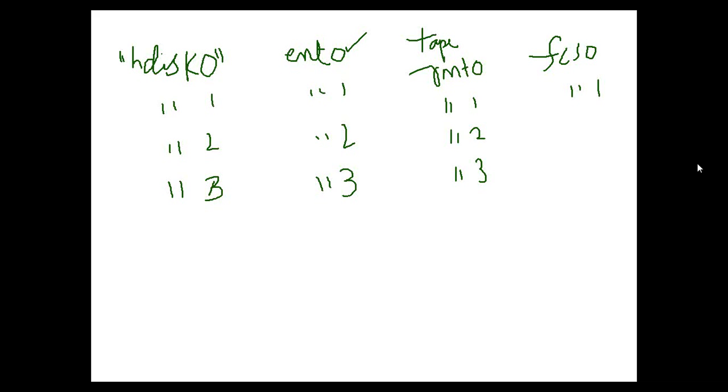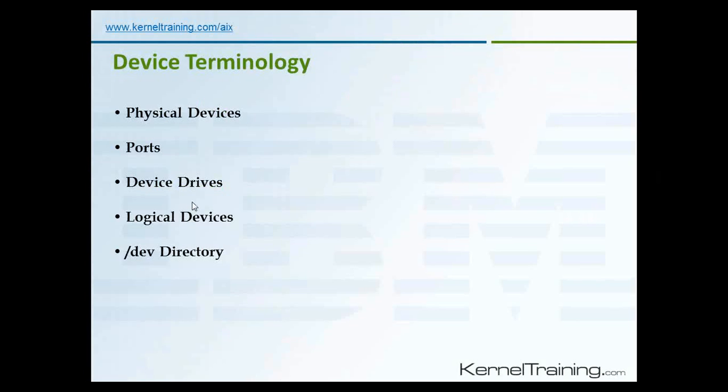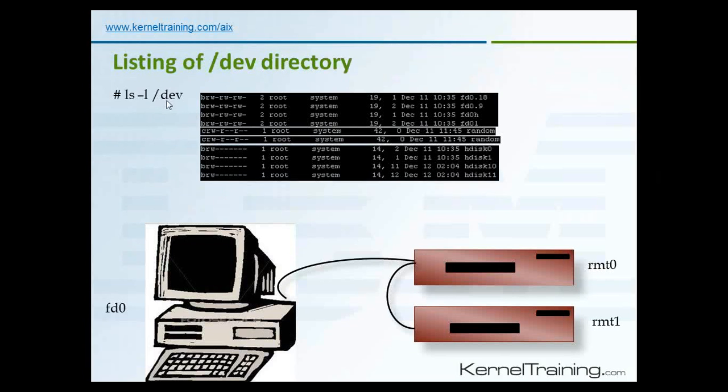Okay, thank you. So we have talked about logical devices and the naming convention they have. If you go into ls -l /dev, you will see each device listed with its major number and minor number. The major number is the device driver number, and the minor number is the device number on which this driver is loaded.